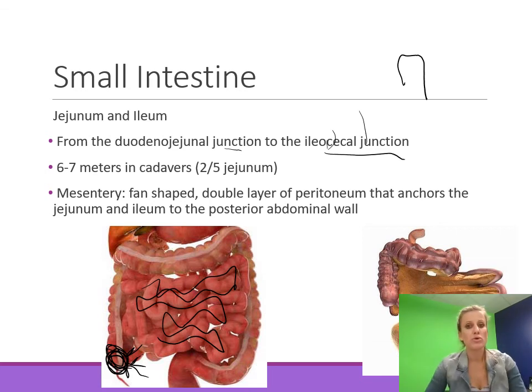The jejunum and ileum are supported by another double layer of peritoneum, another membrane that is referred to as the mesentery, or mesentery proper. This is a fan-shaped double layer of peritoneum that anchors the jejunum and ileum to the posterior abdominal wall. And you can see a representation of it here.